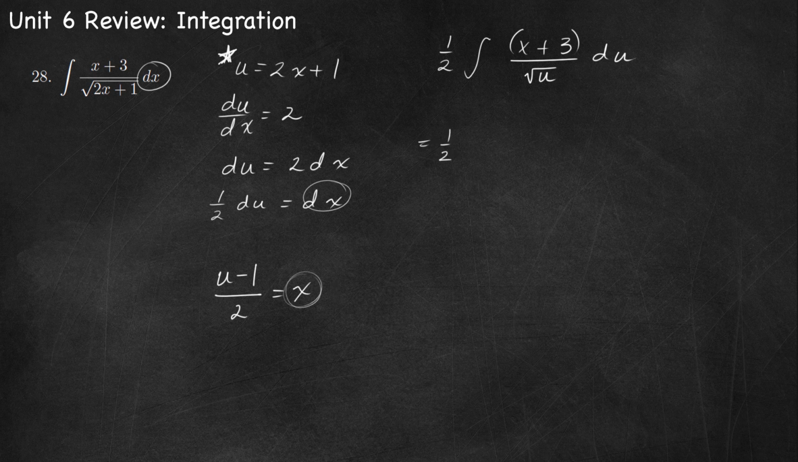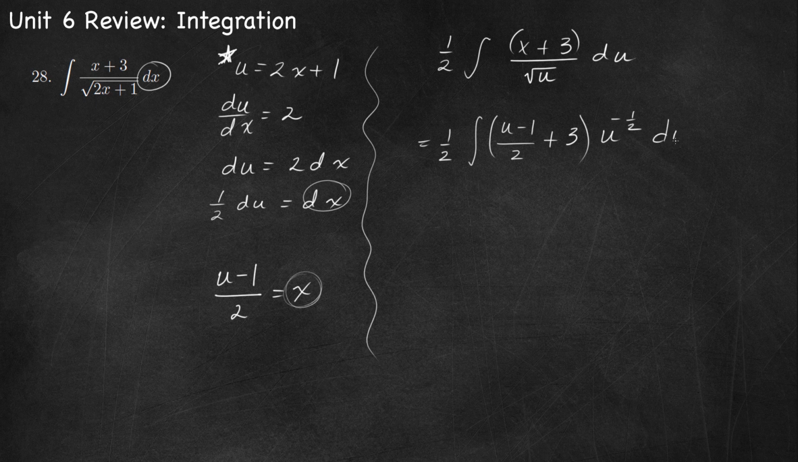So 1/2 integral. I need x plus 3. So u minus 1 over 2 plus 3, that's divided by the square root of u. So it's starting to get messy. So instead of dividing by the square root of u, I'm going to move that square root of u up to the numerator. When I do that, I have to give it a negative exponent. So I'm going to write it as u to the power negative 1/2 du. And then we'll simplify from here.